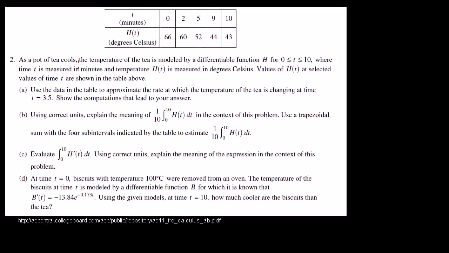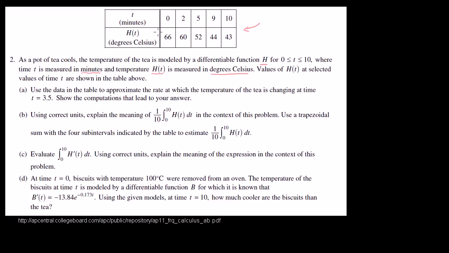As a pot of tea cools, the temperature of the tea is modeled by a differentiable function h for 0 ≤ t ≤ 10, where time t is measured in minutes and temperature h(t) is measured in degrees Celsius. Values of h(t) at selected values of time t are shown in the table above. Use the data in the table to approximate the rate at which the temperature of the tea is changing at time t equals 3.5. Show the computations that lead to your answer.